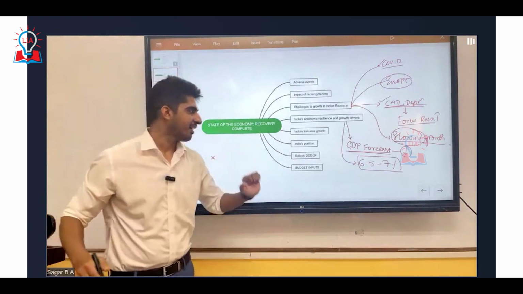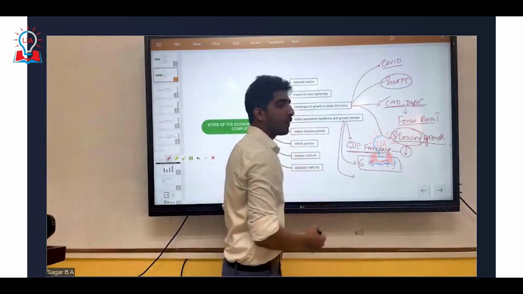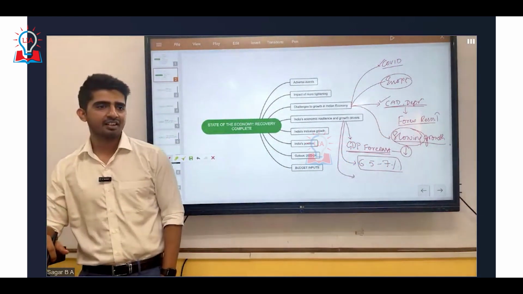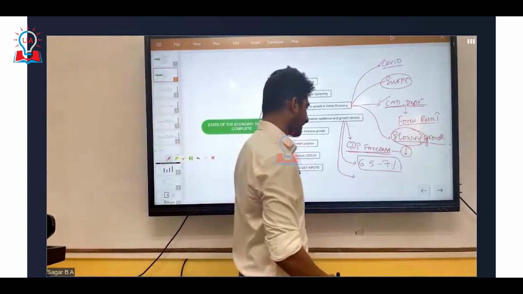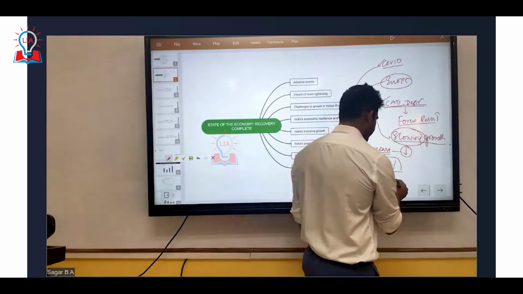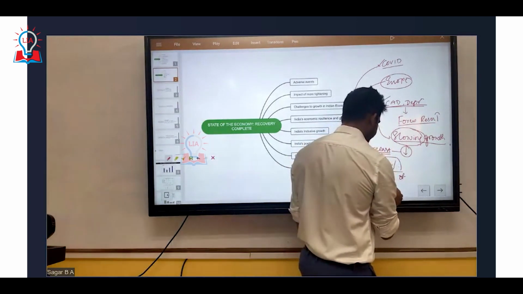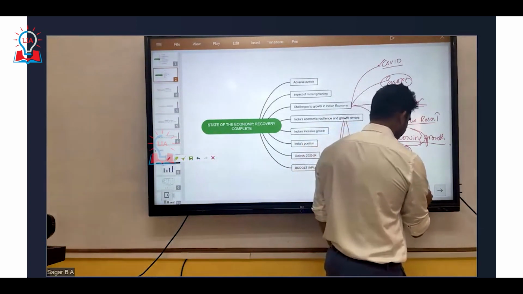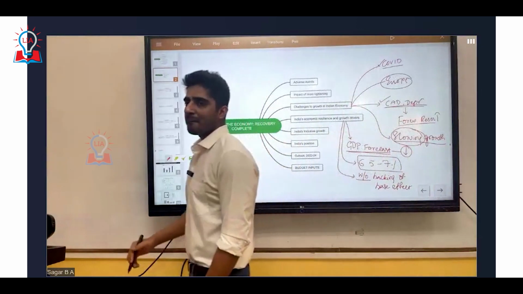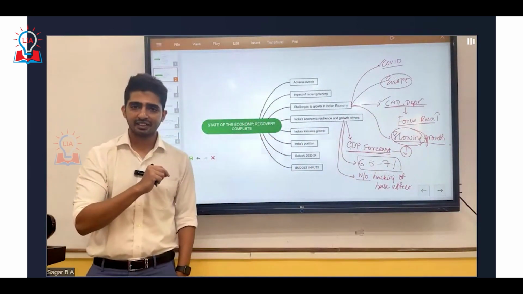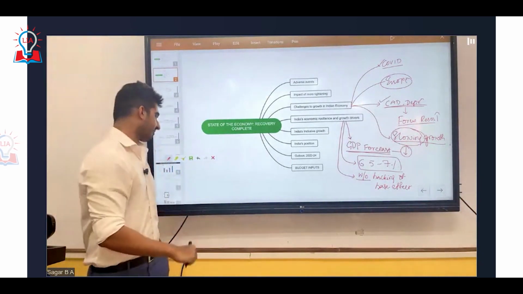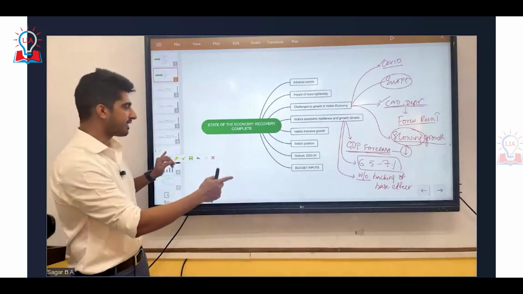Now, another point we can say about this is that the 6.5%, 7% is without the backing of base effect. Now, what is the base effect? Previous year's growth rate, right? That effect on the present year's growth rate. What does this mean? Without the backing of base effect. What does this mean?